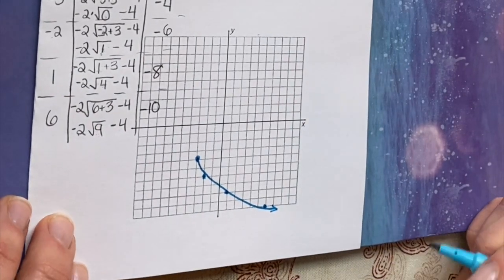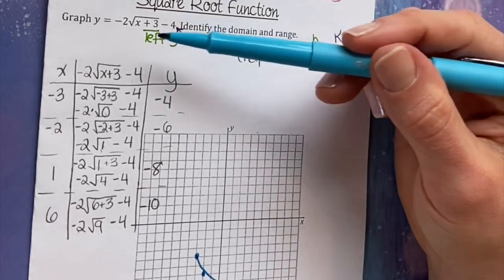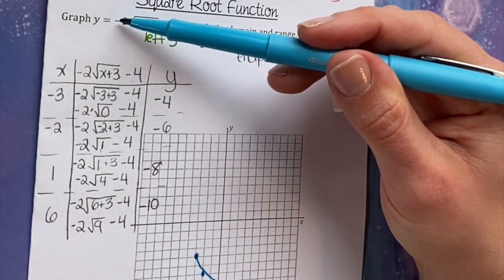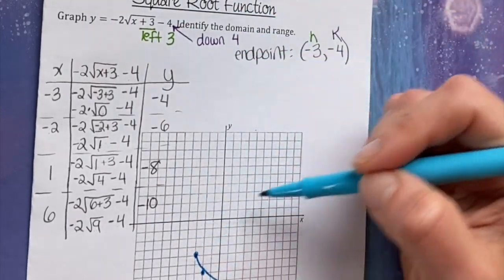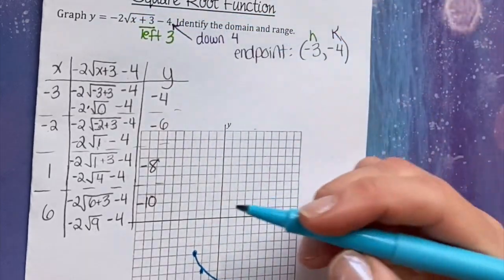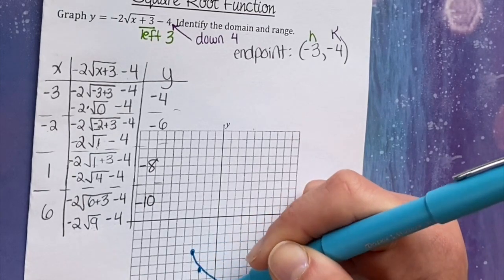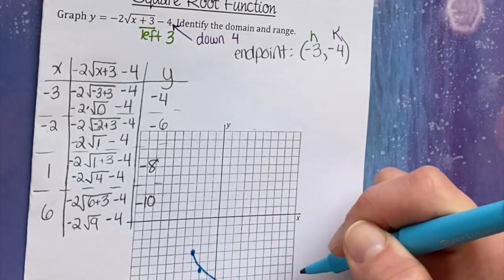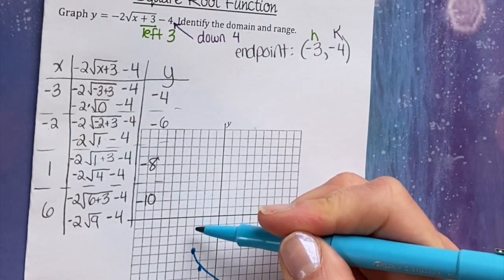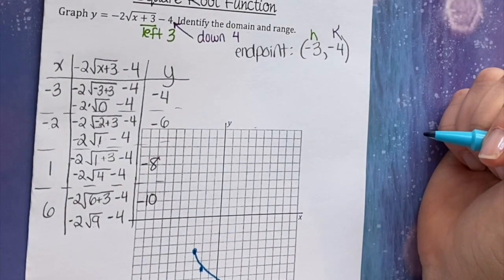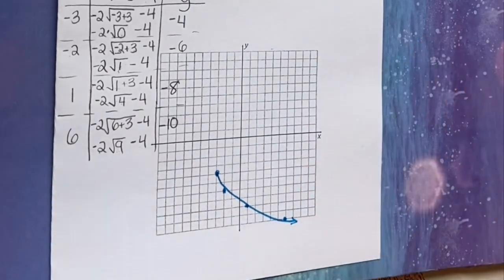Now, this is going to affect your domain and range, and that will be the next thing that we talk about. Going back to the transformations for a second though, so we talked about how the negative affects the direction. It's going down instead of going up. The 2 made this a little bit of a steeper curve. Okay, it's not as flat as the parent function was. H and K moved our endpoint and the whole graph over and down. So now let's talk about the domain and range.